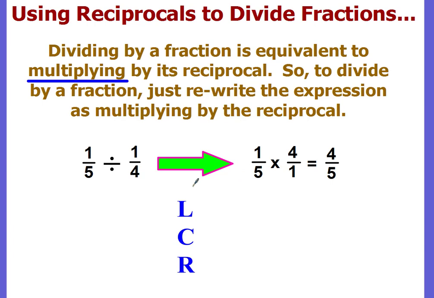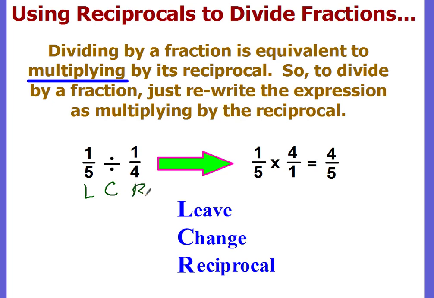And to help us remember the steps for rewriting our division expression, we use the three letters LCR. And some of you might be asking, Miss Lee, what does LCR stand for? It stands for leave, change, reciprocal. There are three letters, and if you look at our expression, there are three different parts. There's the dividend, 1/5, the number that is being split up. That's going to be assigned the L. There's the division symbol, that's the C, and 1/4, your divisor, is your R.